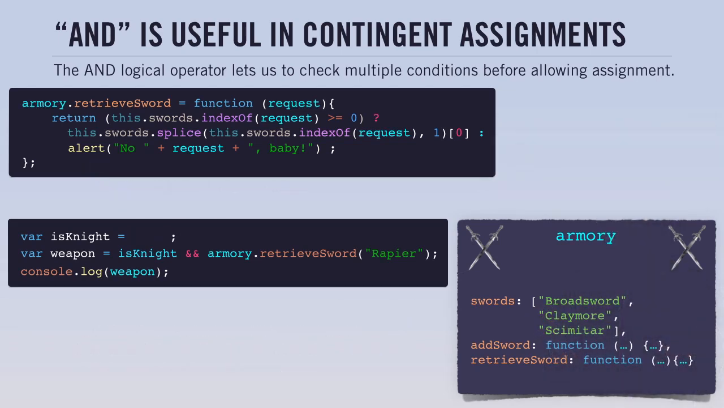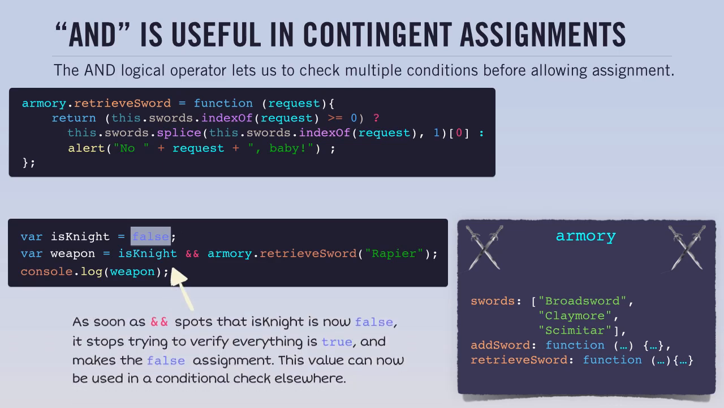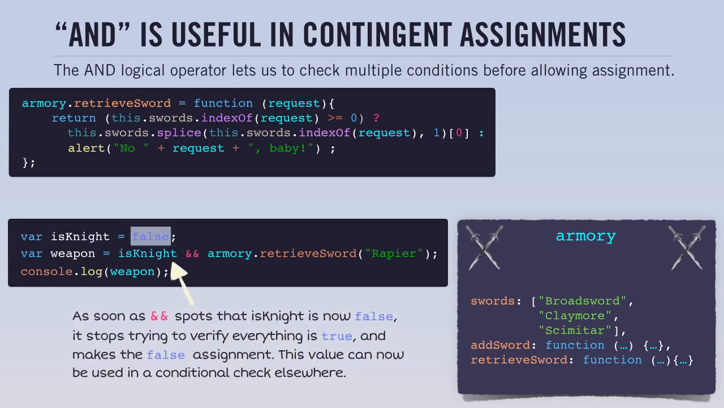Now you might ask, what happens when isKnight is false? I mean, we don't want some random dude coming up to the armory and requesting a weapon, right? So if it's false, it turns out retrieveSword will never even get called. Remember, because AND logical assignment will take the very first falsy value it ever finds. So since isKnight is false, that false is going to get tossed over into the weapon variable. If we log out the weapon variable, we can see that this becomes false.